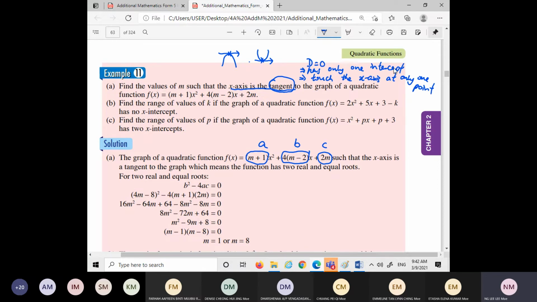Now we go to part B. Find the range. When you see range, you will mostly involve inequality. Find the range of the value of K if the graph of the quadratic function has no intersect. This is a keyword here. Has no x-intercept means it will not cut the x-axis. Or sometimes it will sound this way: do not intersect the x-axis. All are the same meaning. This one means D is smaller than 0, like just now.